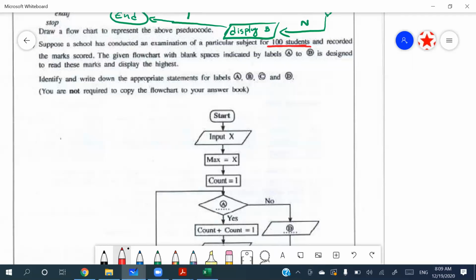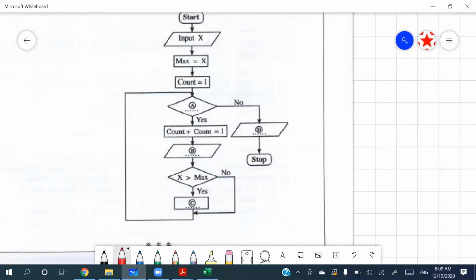So the purpose of the flow chart is what? Read these marks and display the highest. So there should be a way to read the marks, and there should be a way to decide which is the highest. Okay, now let's come into the flow chart.